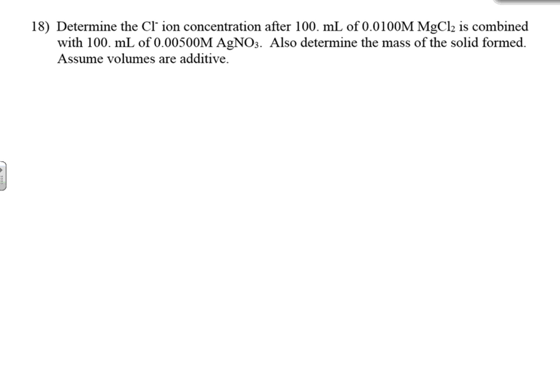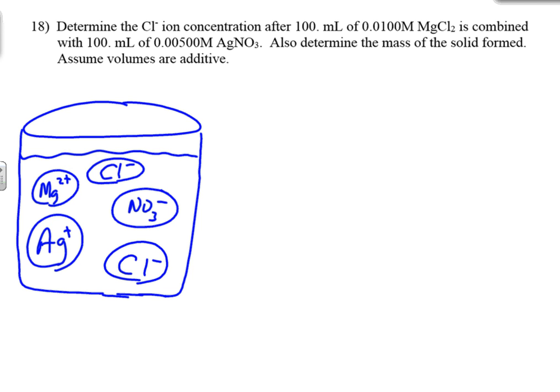All right, so here we have a question that has a lot of different components to it. So it's probably going to be best just to draw a picture of what's going on to start with. So here's a picture that shows the ions that are going to be in solution. Now, I've drawn a couple of chloride ions because the magnesium to chloride ratio is 2 to 1, and then one of the nitrates, one of the silver.